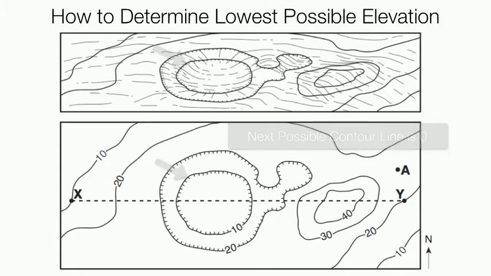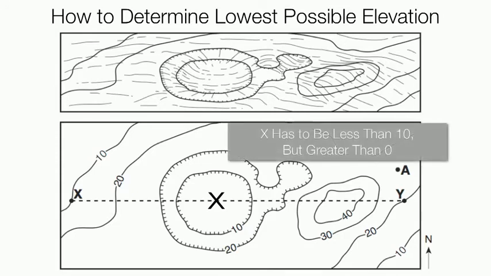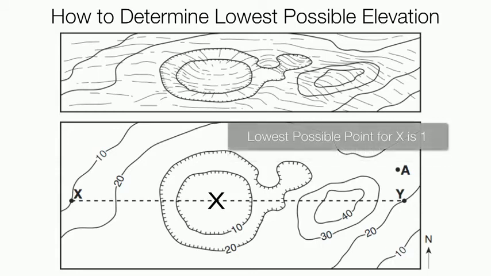So your point X here has got to be somewhere between 0 and 10. It's got to be less than 10 meters, but greater than 0 meters. So what's the lowest possible point you can get to without hitting the 0 meter line? Your value is going to be 1. So your lowest possible point on this map is going to be 1.